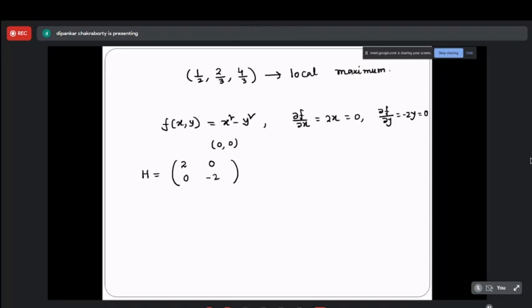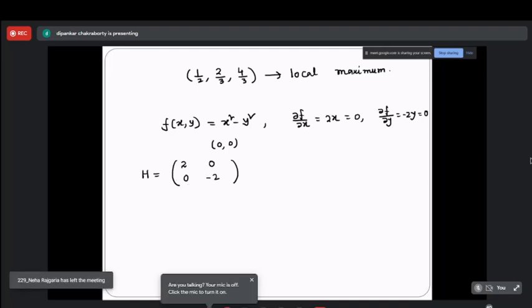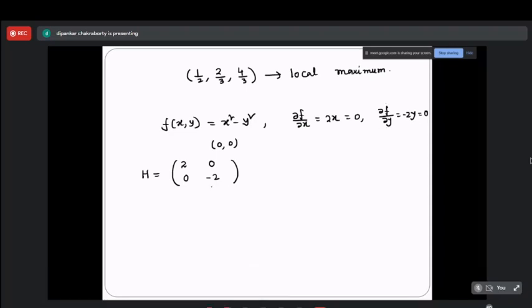What is going to come? 2. If you take the mixed partial derivative xy, that is going to come as 0, so this one will also be 0. And the second order derivative on y is minus 2. So what will be h1 now? 2, which is greater than 0. What will be h2, the determinant of H? Minus 4, which is less than 0. So what is the nature of the matrix? Indefinite. So automatically the point will be the saddle point.